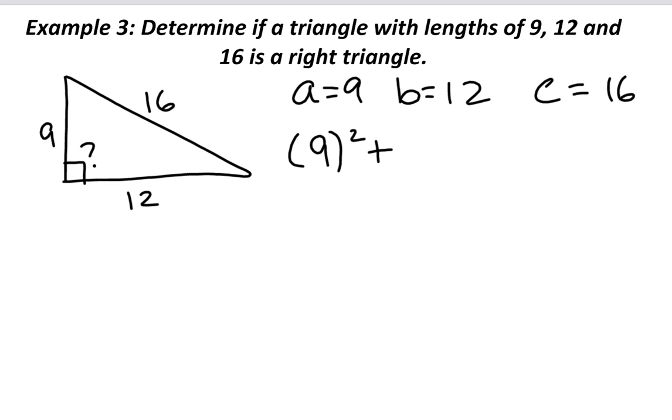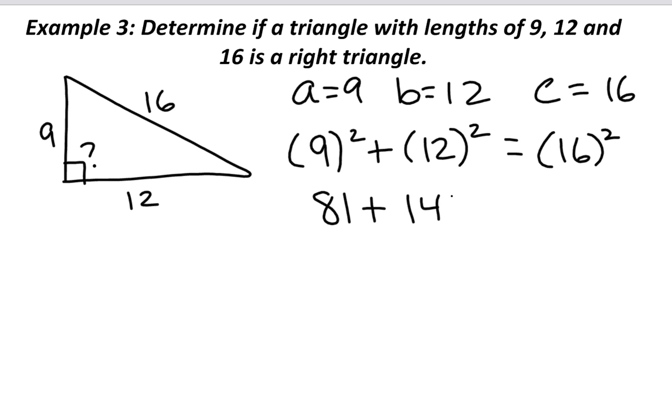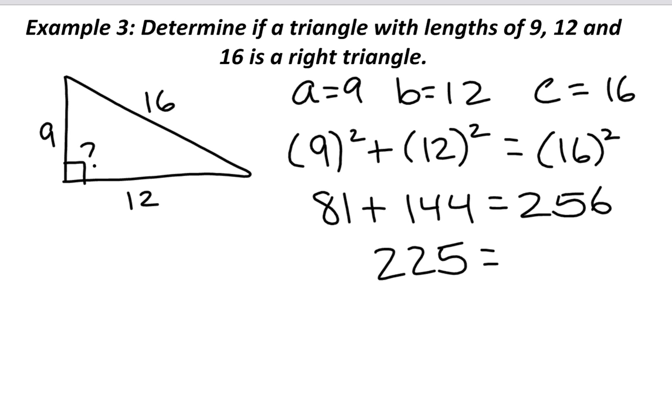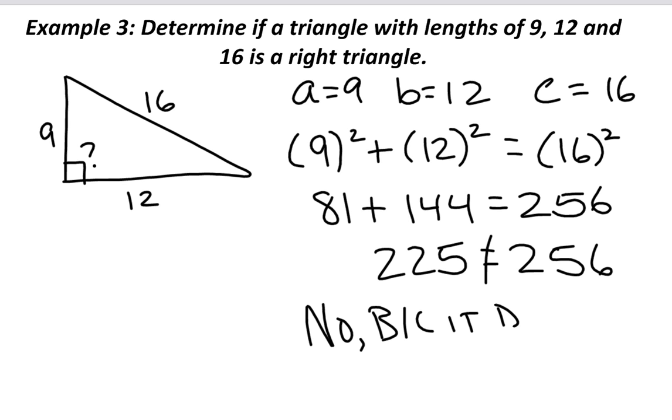Which would mean 9 squared plus 12 squared is equal to 16 squared, or 81 plus 144 is equal to 256. 81 plus 144 is 225, which does not equal 256, which means, since they're not equal, this is not a right triangle, because it does not satisfy the Pythagorean theorem.